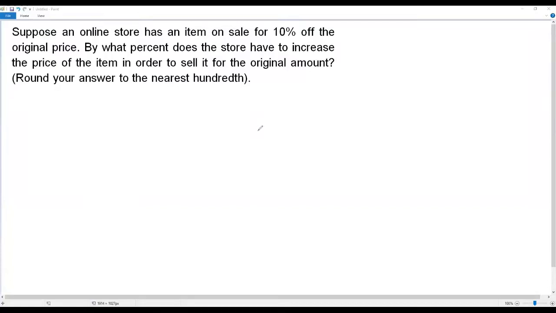Suppose an online store has an item on sale for 10% off the original price. By what percent does the store have to increase the price of the item in order to sell it for the original amount? Okay, first we have to understand the information clearly.